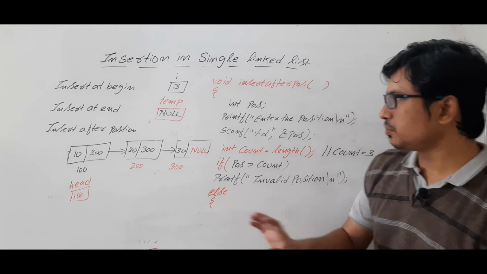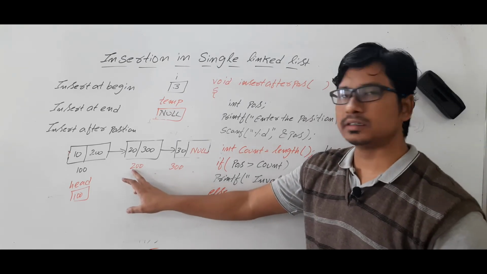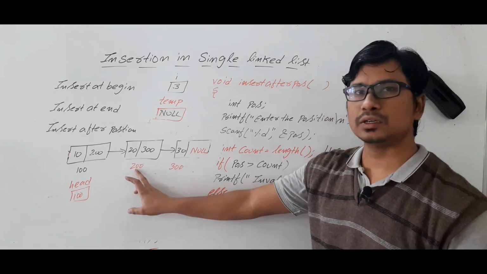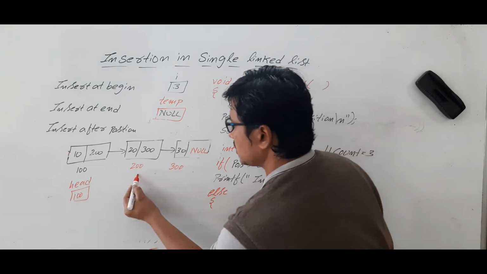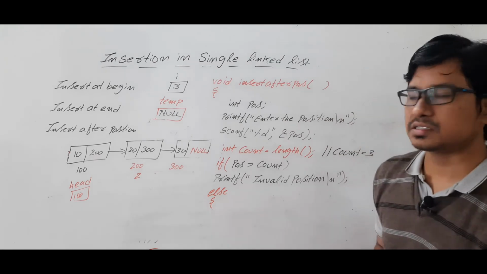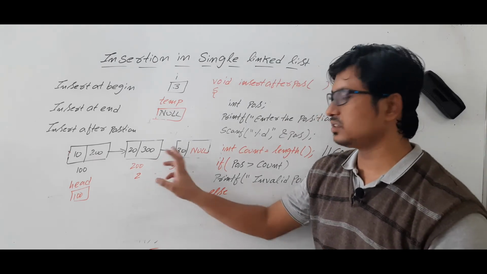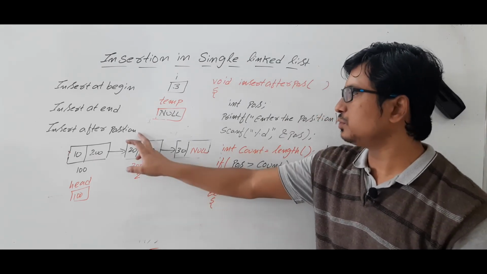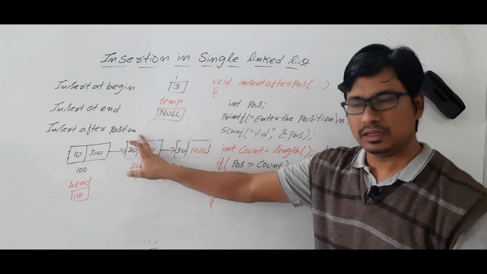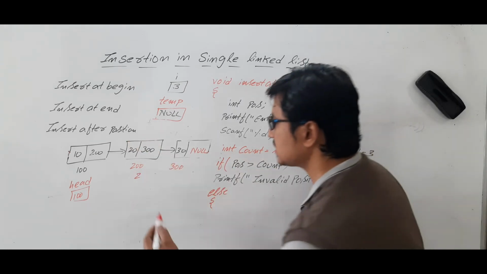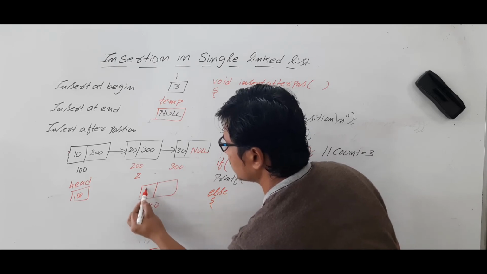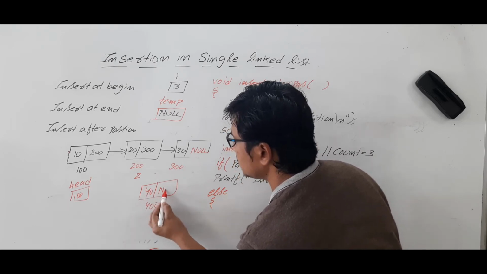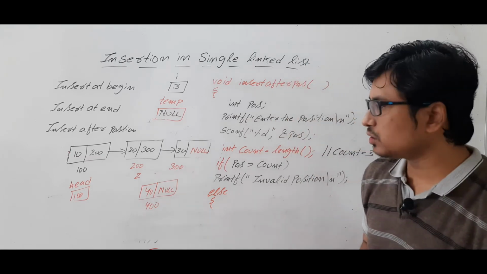Else, if whatever position the user has entered is valid, then what you need to do? Is it clear? Suppose let's take that user wants to insert a new node after the second position, meaning after this node he wants to insert. If he wants to insert after this node, what you have to do? You need to traverse up to here. Am I right? So suppose let's take that now the new node address is 400 having the value 40 and initially it is null.